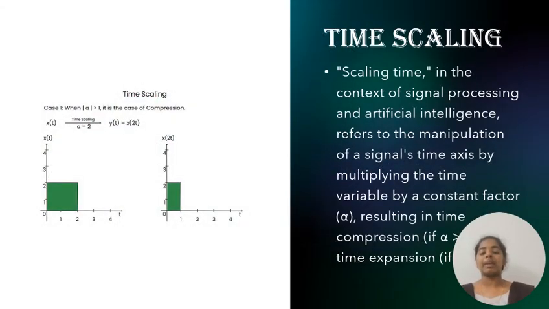Let's discuss time scaling. Scaling time in the context of signal processing refers to manipulation of a signal's time axis by multiplying the time variable by a constant factor alpha. If we multiply it, the signal compresses. If we divide it, the signal expands, as you can check in the example.